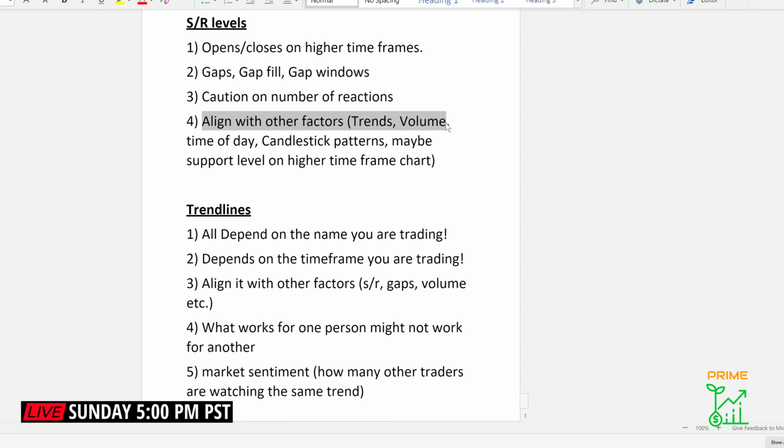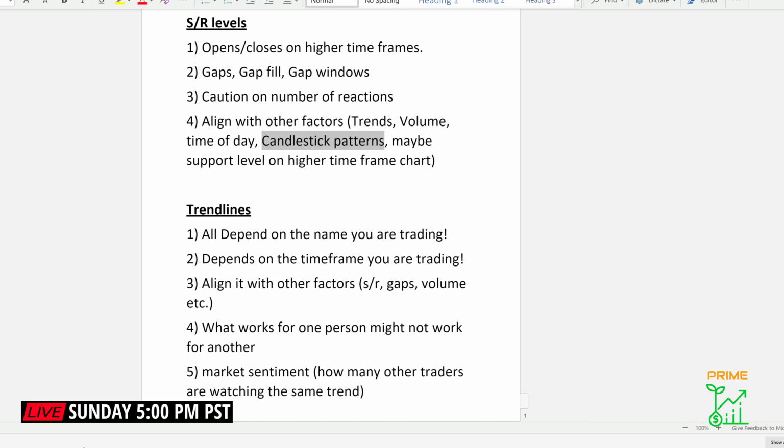Align with other factors. We went over that. Let's align it with indicators, your MACD, your trends, your volume, your time of day. Like, am I taking a trade at 10 minutes before the market close? Or am I doing things that are more probable trading, like taking it in the beginning of the day or earlier in the day? Candlestick patterns. Do I see a doji candle on that reversal?